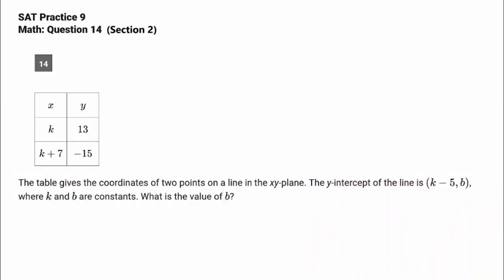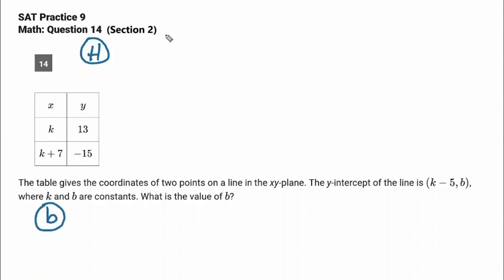We're on SAT Practice Test 9, Math Section 2, Question 14. What's the level of difficulty here? It's hard. You got this chart. The table gives the coordinates of 2 points on a line in the xy plane. The y-intercept of the line is k minus 5b, and k and b are constants. What's the value of b? So we're looking for b. Let's write it down and circle it.